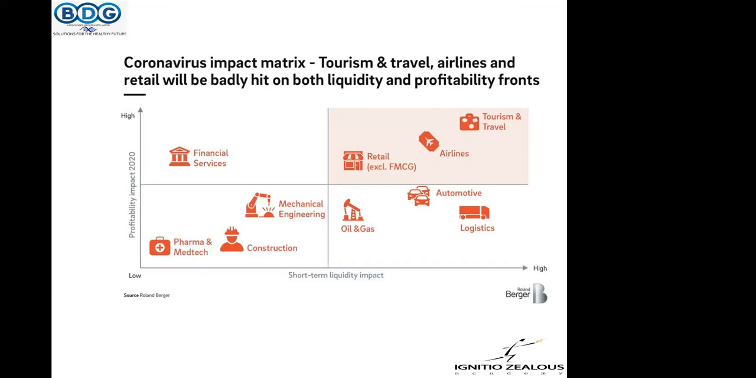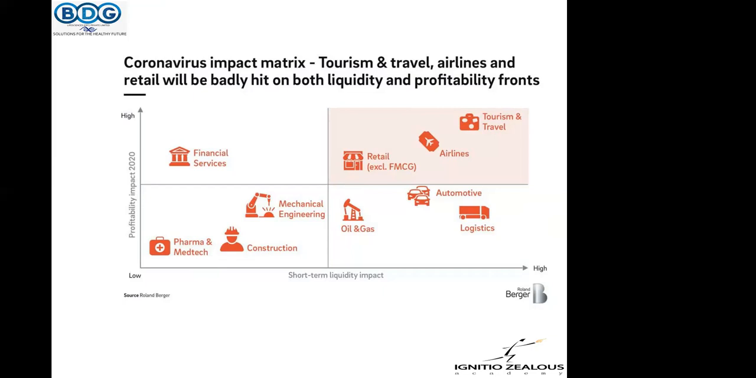If I want to plot an impact matrix of profitability impact versus short-term liquidity impact, you can see there are multiple predominant sectors which are affected, but pharma and medtech are the least affected sectors, because we could understand that the medical sector is not going to stop as long as there's a population. If there is no population in the world, of course, every sector will come down. But despite COVID-19 and lots of lockdowns all across the globe, the medtech and pharma sector was still doing pretty well, and it has a very, very bright future.